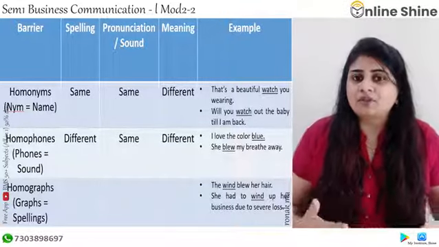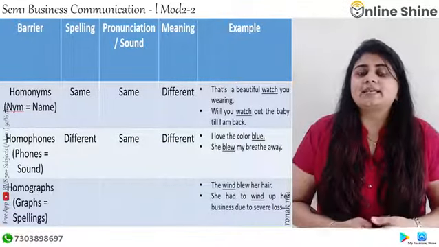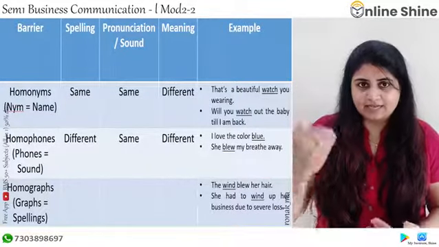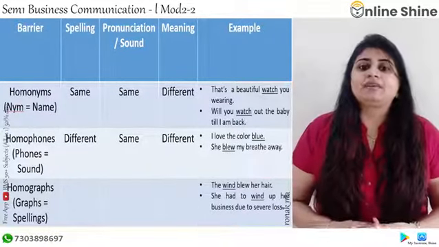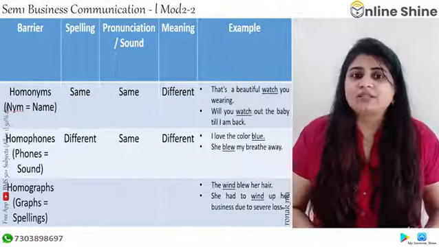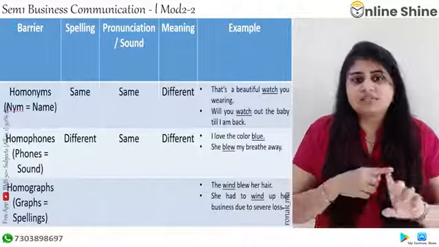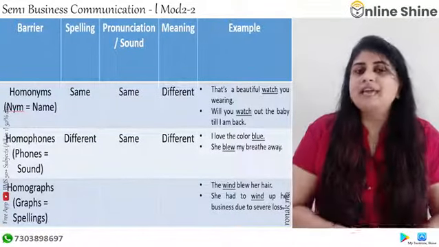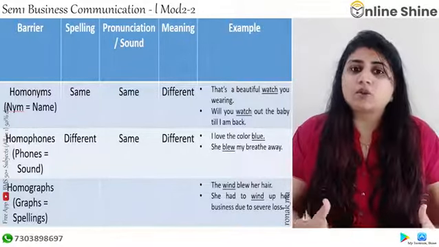Homophones, when we talk of phones, means sound. So I say here and here. Can you please come here? That is coming here. And in terms of the fact that I hear you, that's with regards to listening. So what happens here is the pronunciation is the same, spelling is different, and the meaning is also different. And last, we have what is known as homographs.